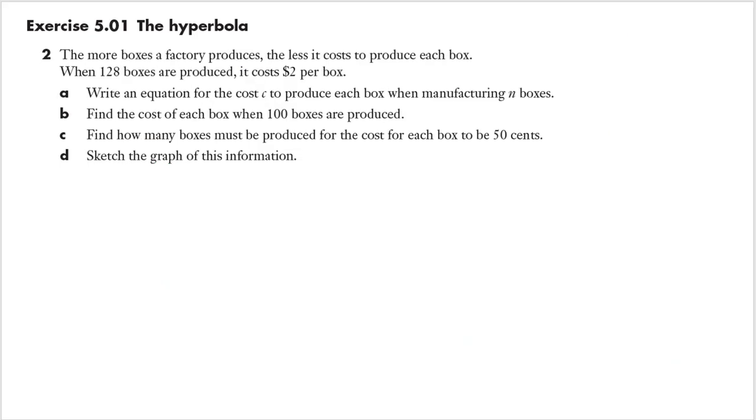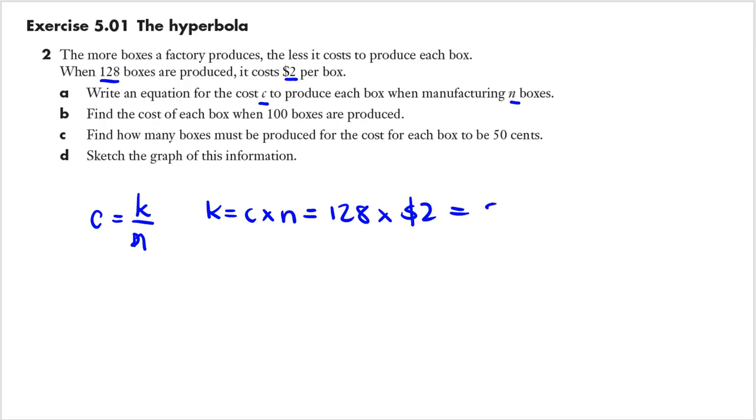On to question 2. The more boxes a factory produces, the less it costs per box. Again, that's inverse variation. So we're going to have, in this question, the cost of the box is C, the number of boxes is N. So our inverse equation will be C equals K over N, and we can figure K out by multiplying the C and the N given. In this case, it was 128 and $2. It was 256. Now K is not going to have any units.